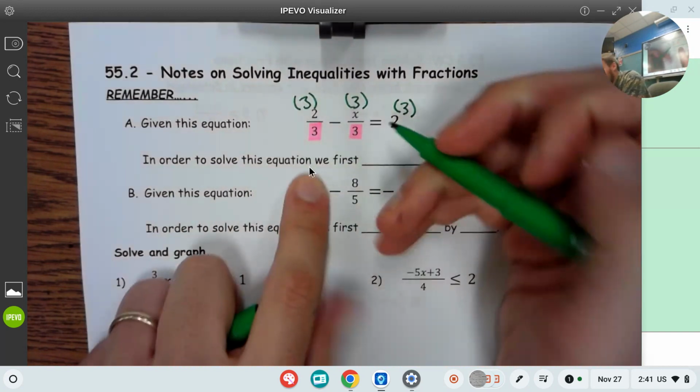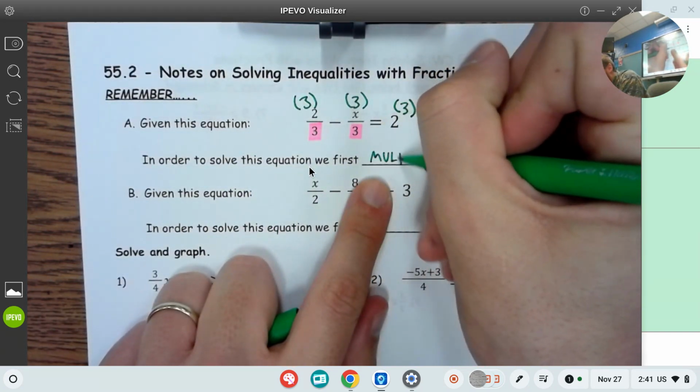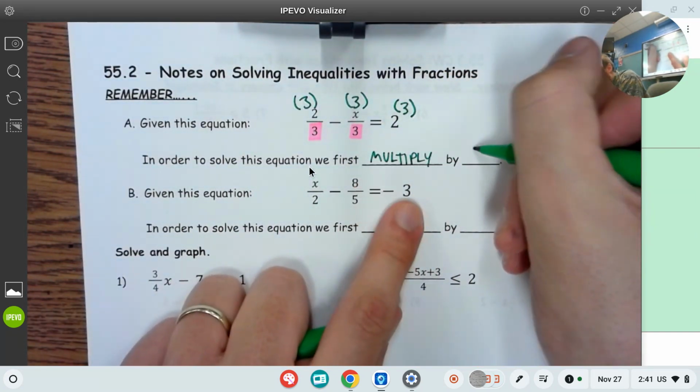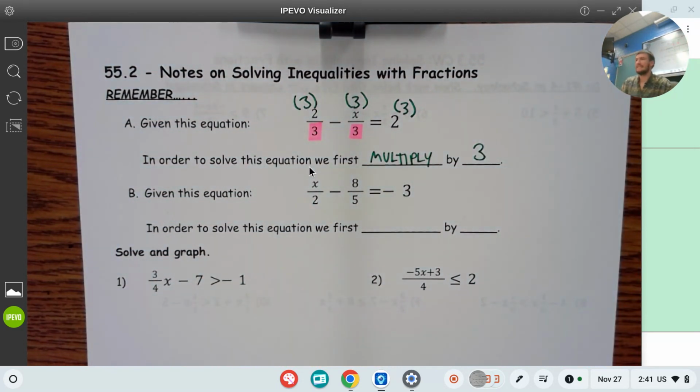In order to solve this equation, we must multiply by 3. This is not new information. This is something we've learned in the past.